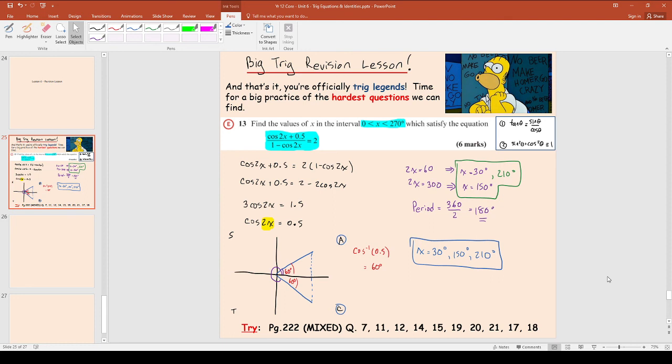I think 7 is a trig identity question, so you're going to be in for a bit of a rocky ride there potentially, but they are fun and they are really good. So still start on question 7 and see if you can do the proven with these two guys here, okay?